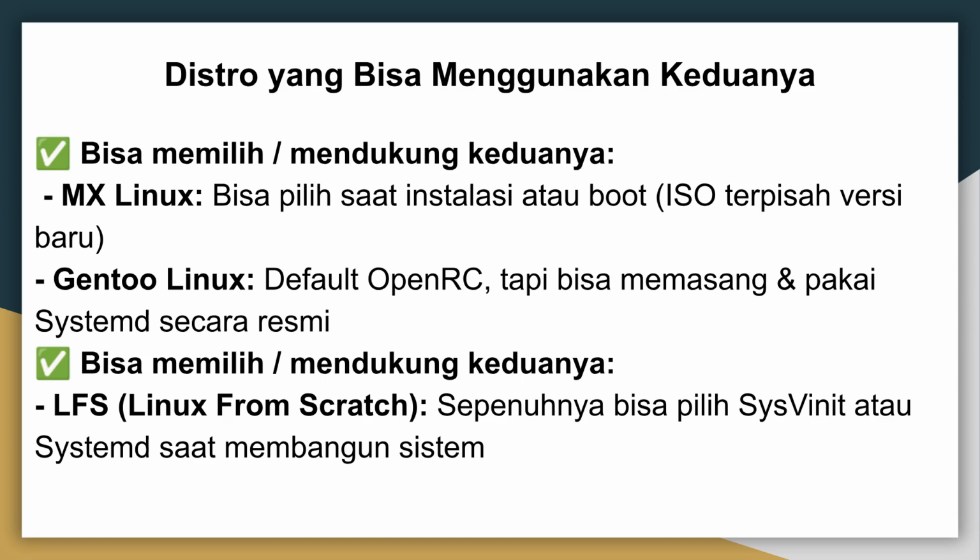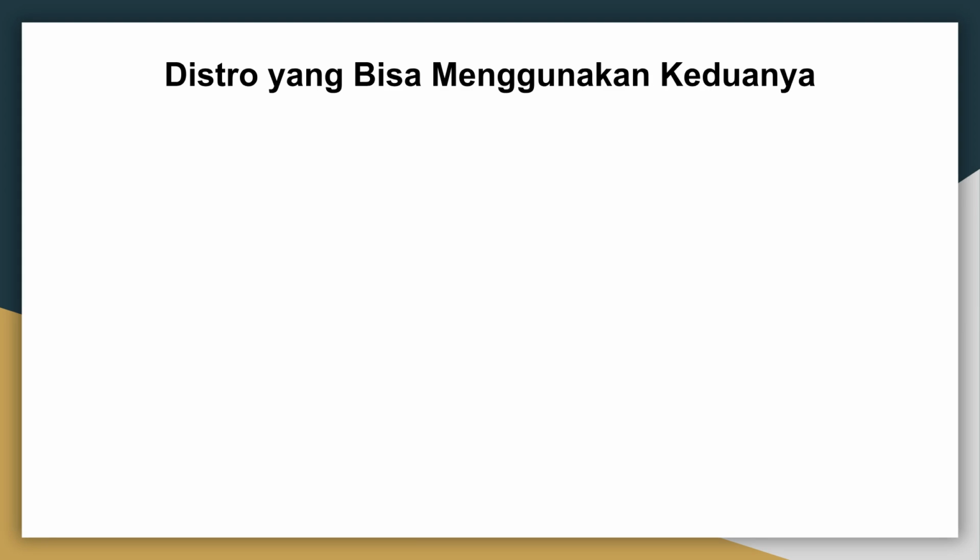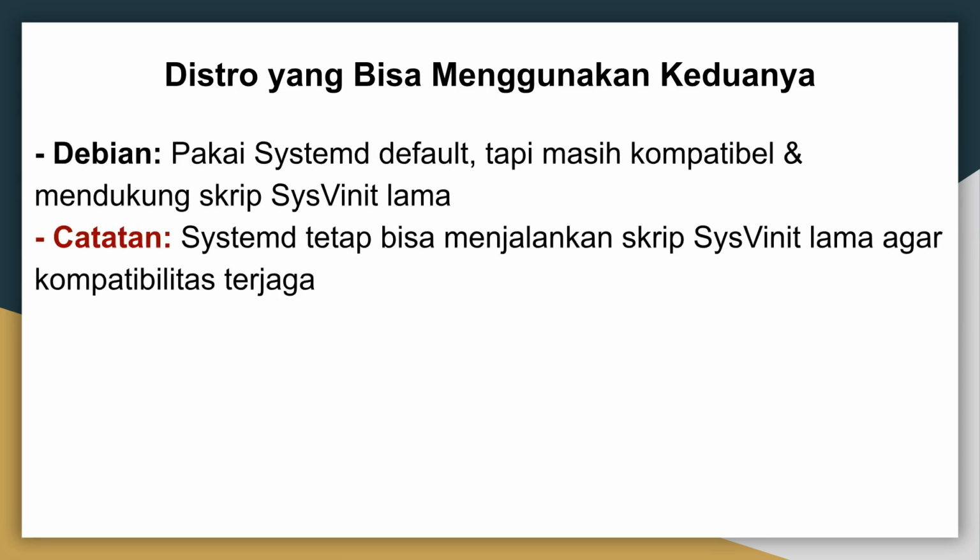Some distributions offer flexibility by supporting both initialization systems. MX Linux allows users to choose their preferred method during installation or boot, while Gentoo defaults to OpenRC but officially supports switching to systemd. Additionally, Linux From Scratch gives users full control to choose between them when building their system. It is also worth noting that even in distributions where systemd is the default, such as Debian, there is often continued support for legacy sysvinit scripts. Systemd is designed to be backwards compatible, allowing it to execute older service scripts to maintain operational stability.